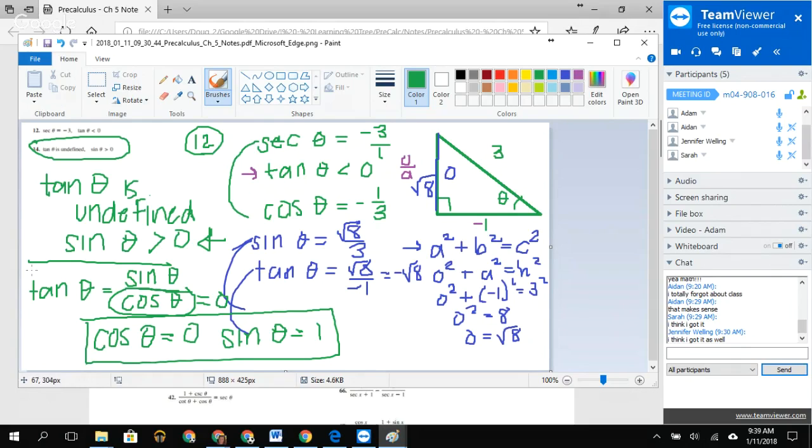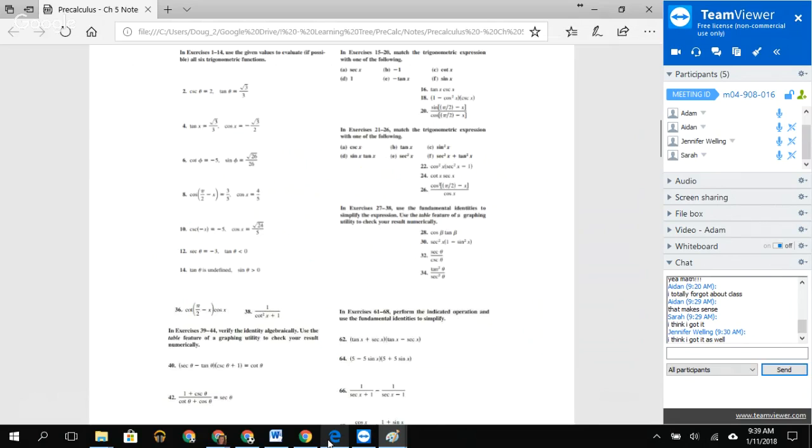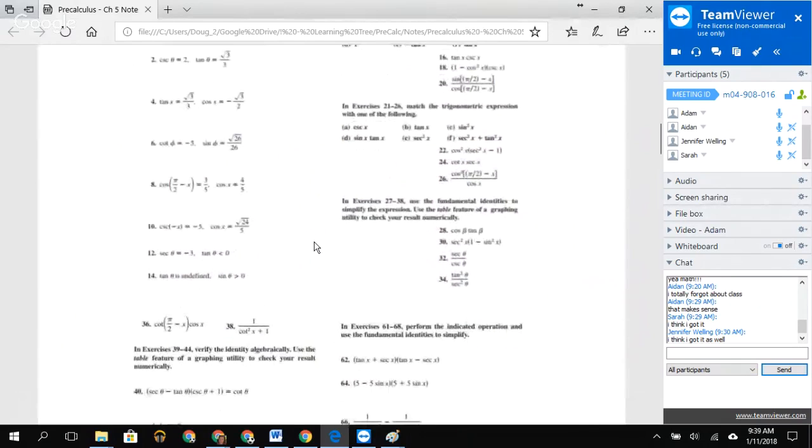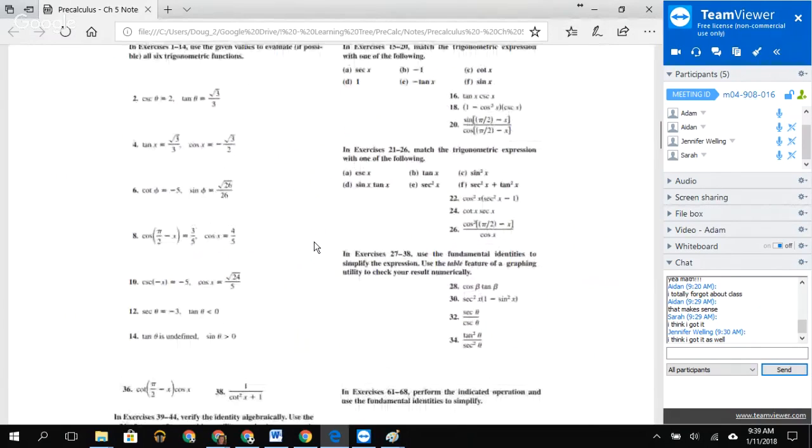Okay, so let's start off with number 18. So let me pull that one up. Oh, maybe I can. Trying to zoom in. There we go. That's what I needed to do.